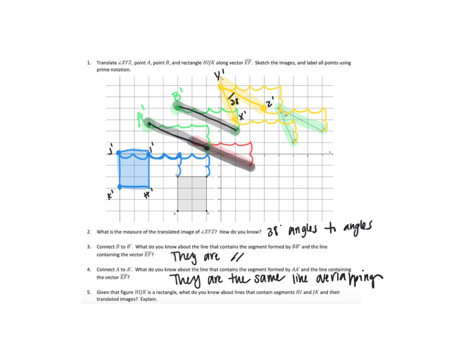All right. And then it says, given that figure HIJK is a rectangle, what do you know about the lines that contain segments HI and JK? What do you know about those lines and their prime images? Well, you should know that because they're a rectangle, they're the same distance apart from one another, which means they are parallel as well.